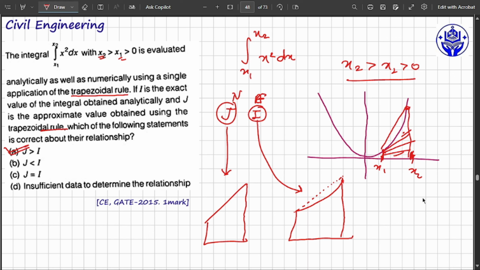Otherwise, you can see using the error formula, this is h^3/12 times f''(xi). You can easily calculate from this, but there is no need. Just using the basic logic, we are getting it as a shortcut trick. Okay, next.